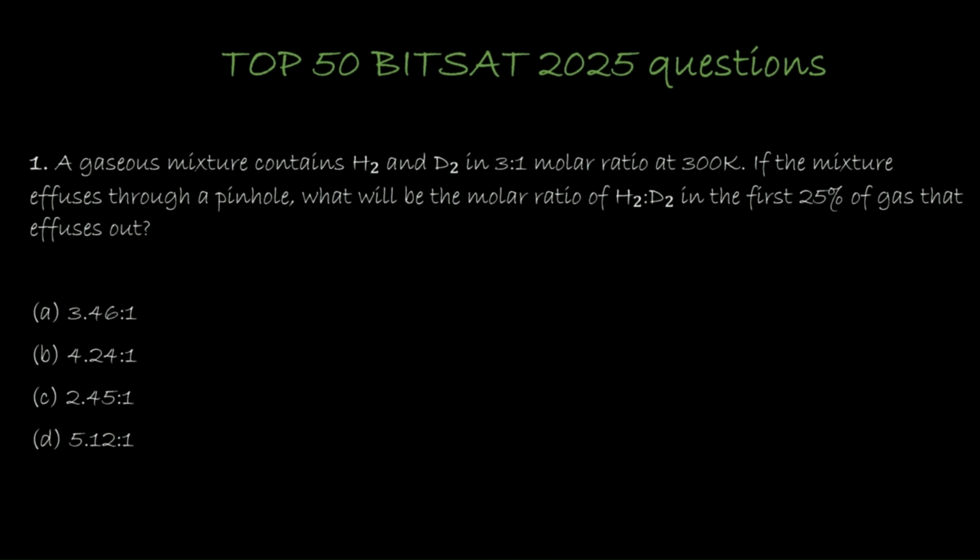A gaseous mixture contains H2 and D2 in 3:1 molar ratio at 300 Kelvin. If the mixture effuses through a pinhole, what would be the molar ratio of H2 and D2 in the first 25% of the gas that effuses out?